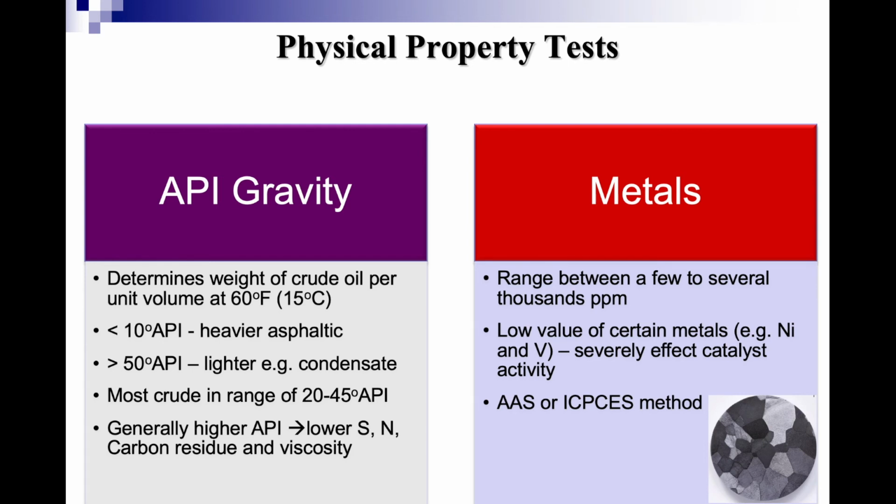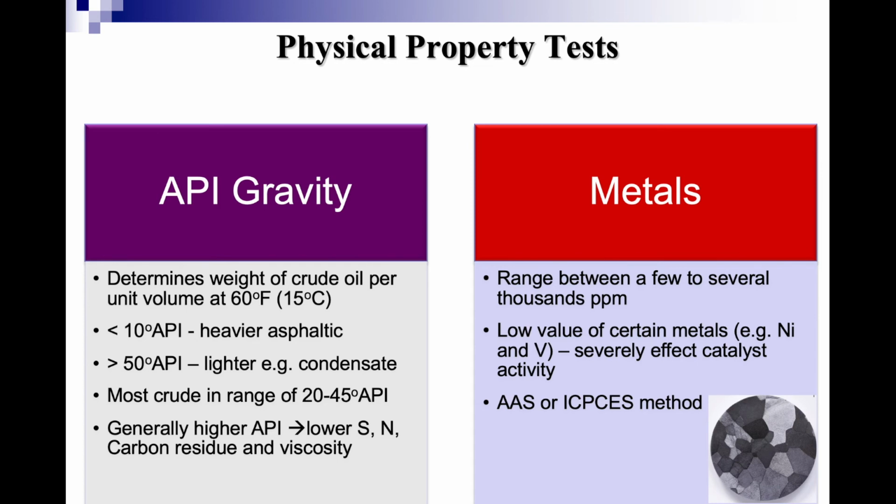It means that an API lower than 10 degrees indicates a heavier asphaltic crude, and an API higher than 50 degrees indicates a lighter distillate, for example condensate. Most crudes occur in the range of 20 to 45 API, and generally higher API gives lower sulfur, nitrogen, carbon residue, and viscosity. So this is a really important point.